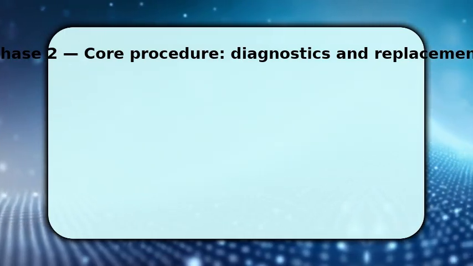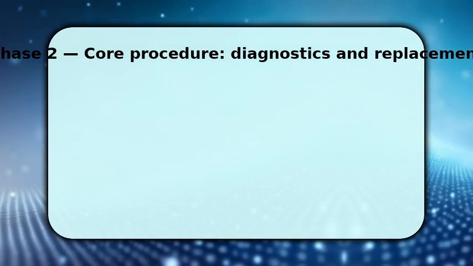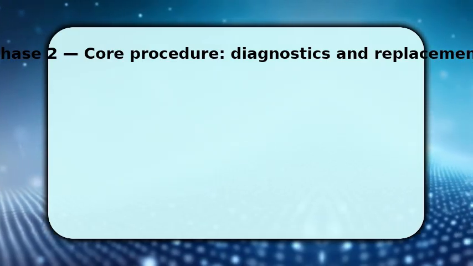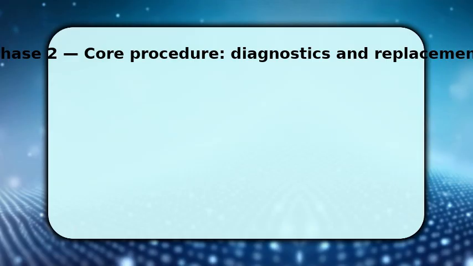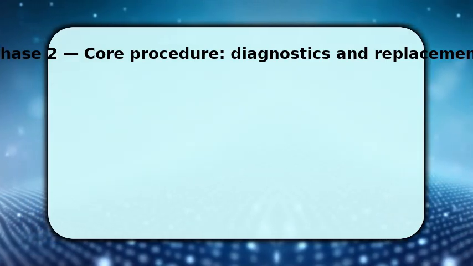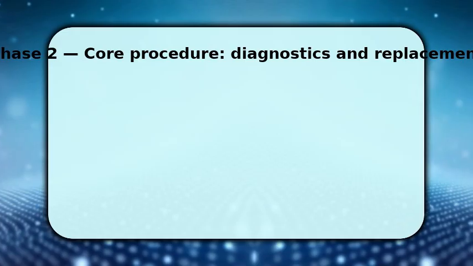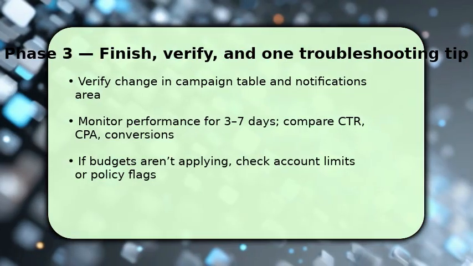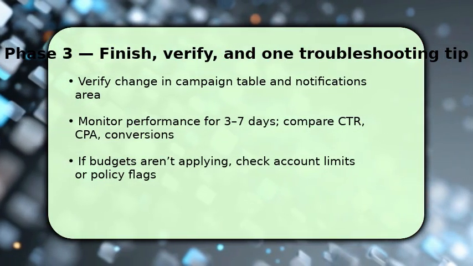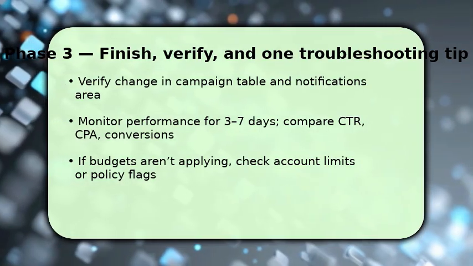Remember to review your bidding strategy. Automated bids versus manual CPC can amplify budget changes. Once you set the number, add a short note on why you adjusted it, then click Save to apply the update. After saving, confirm the new budget appears in the campaign table and look for any alerts and notifications.